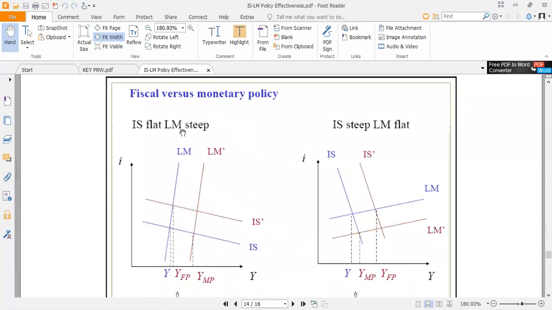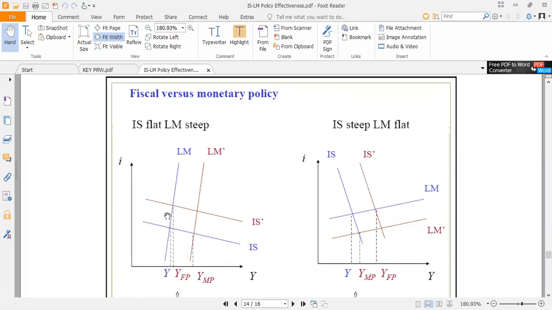Right, now we are comparing fiscal and then monetary policy. Which one should we go for when the IS curve is flat and the LM curve is steep? Now let's start from here. This is the initial equilibrium point with equilibrium income Y. When we compare these two, we can see that the LM curve is steeper than the IS curve. So assuming we go for a fiscal policy, we want to increase the income level, so we are going for an expansionary fiscal policy.